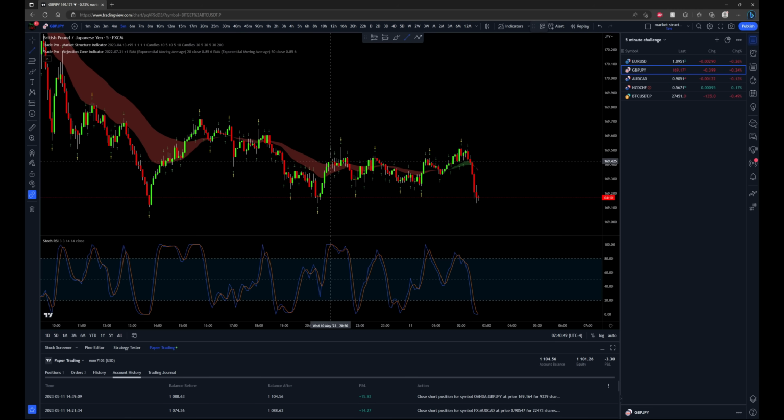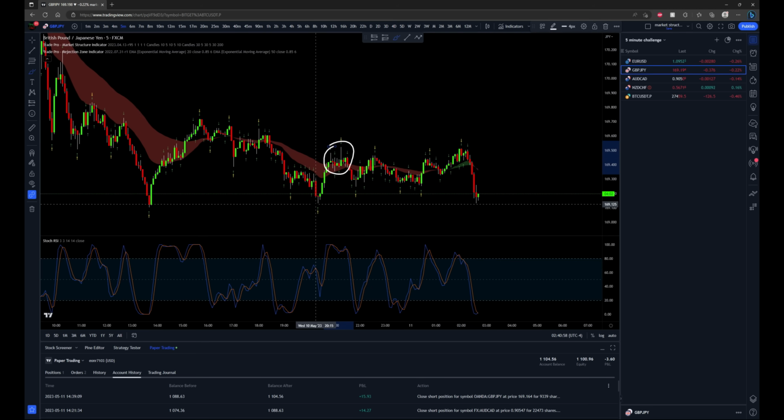This one was entered on this pullback here, and it just kind of went sideways for a while, and I just closed it out on this push down for sweeping this low here. So I closed it out a little bit early to get to that 10%. The day has gone really well, so I don't want to give back much to the market.